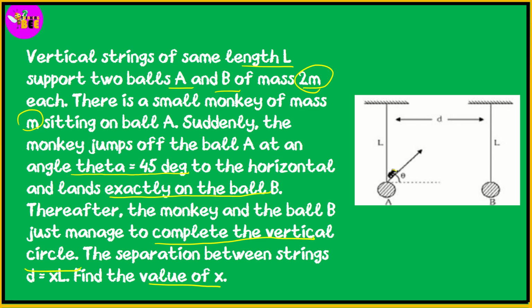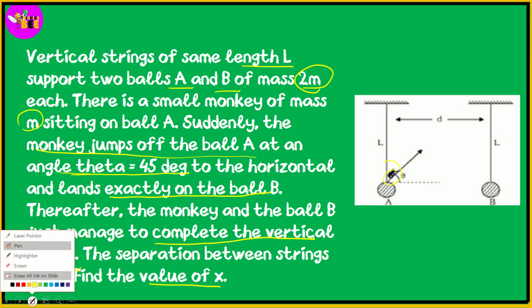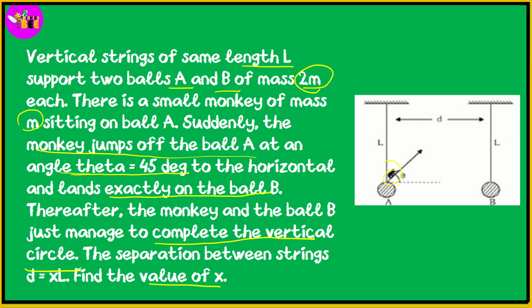So, in order to understand this question, we need to look at the question itself. The question says the monkey jumps off the ball A at an angle theta equal to 45 degrees. So, from there we can understand that the monkey will complete a projectile motion to ball B at an angle 45 degrees.